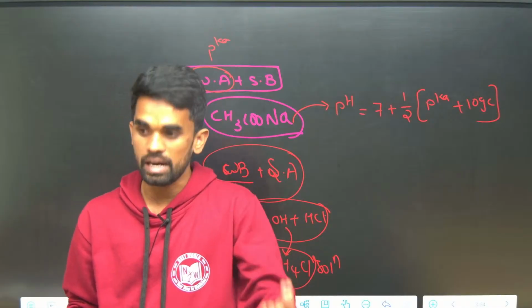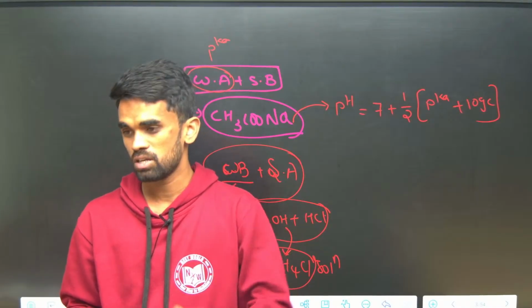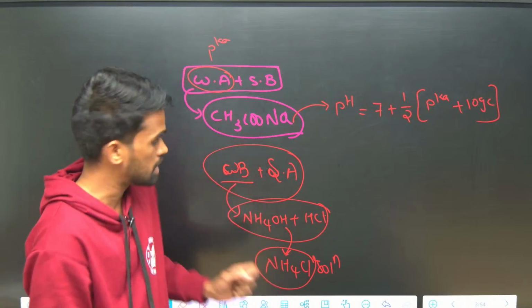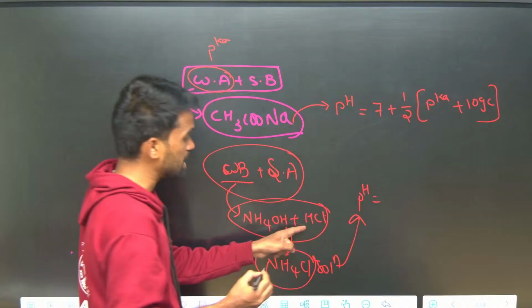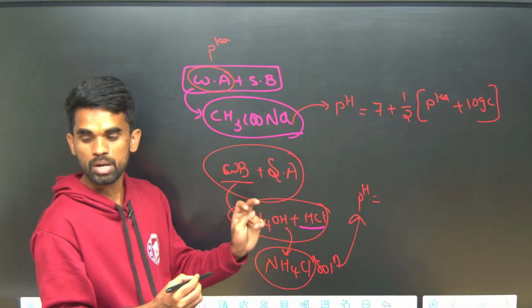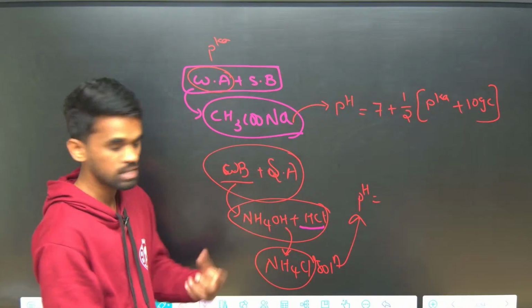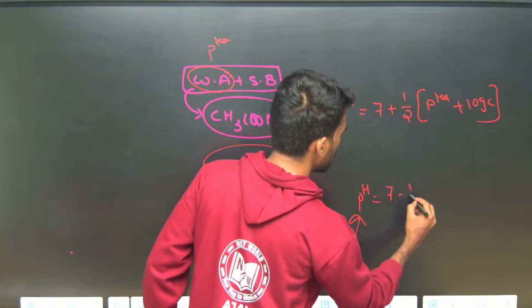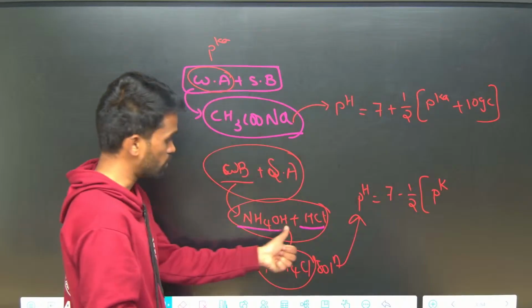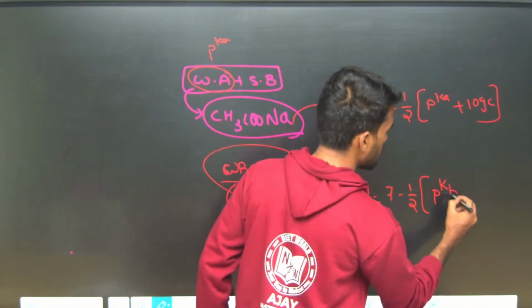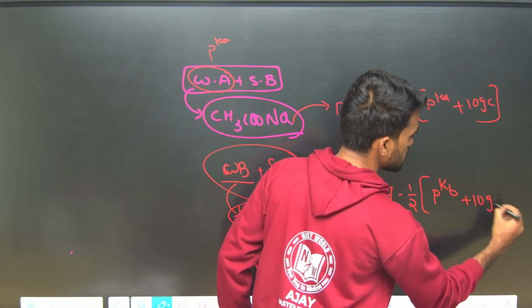Now during that hydrolysis, what is the pH? How can we calculate the pH of that salt solution? Since a strong acid is involved, the resultant solution upon hydrolysis will be acidic. So 7 minus half into pKb, since a weak base is involved, plus log C, that's it.